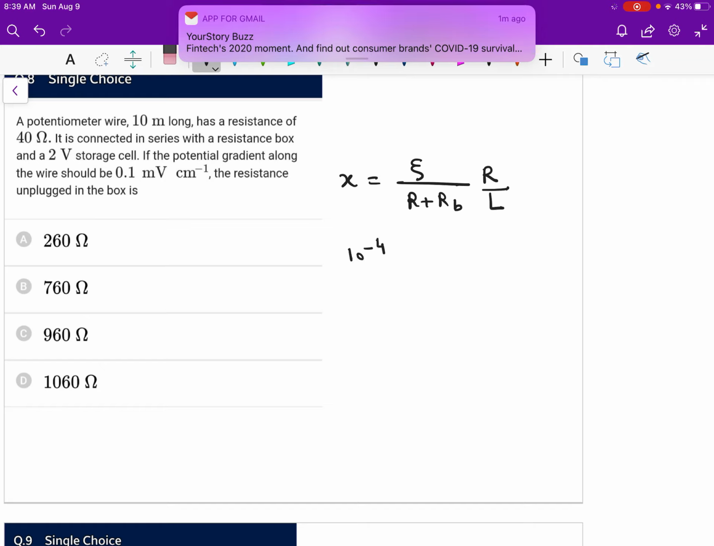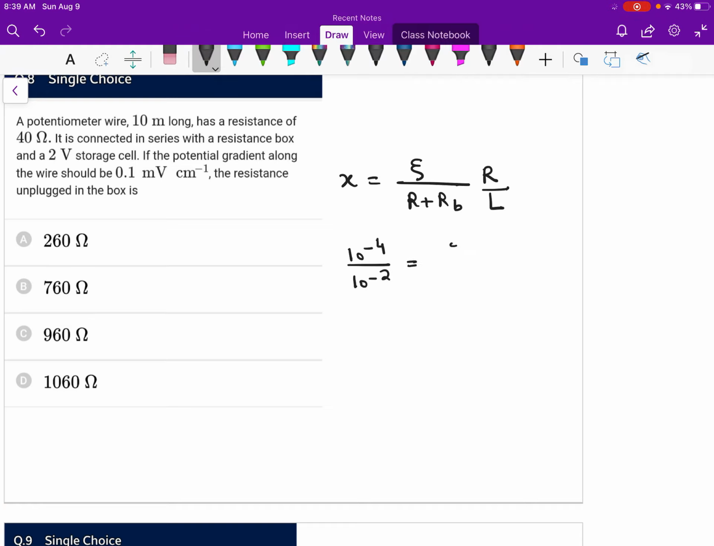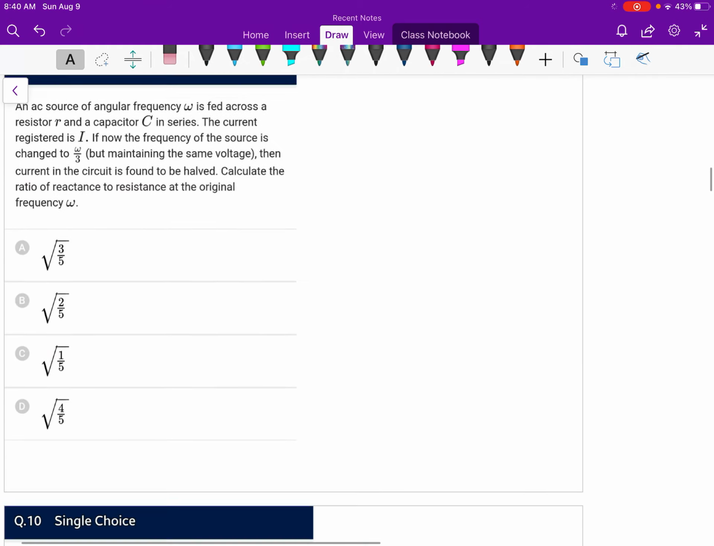So 10 to power minus 4 upon 10 to power minus 2 per centimeter. E is 2 into capital R plus RB, which is 40 plus RB into 40 by 10. All right. So this is 10 to power minus 2. So 800 is equal to 40 plus RB. So RB is 760 ohm. So B is the correct option.